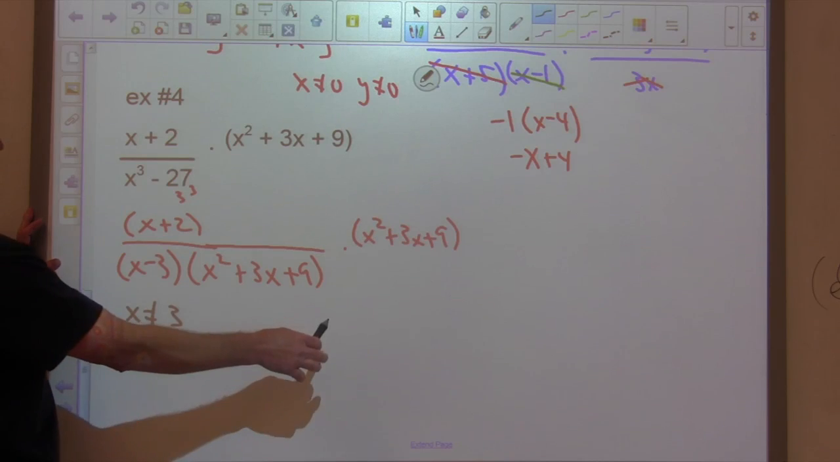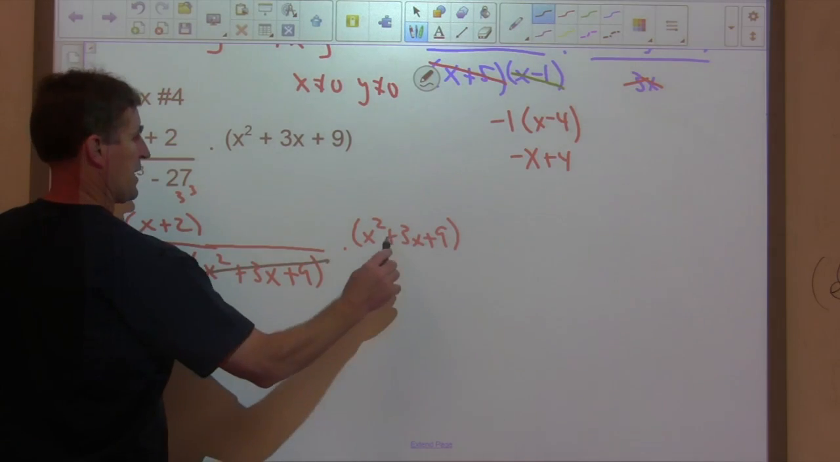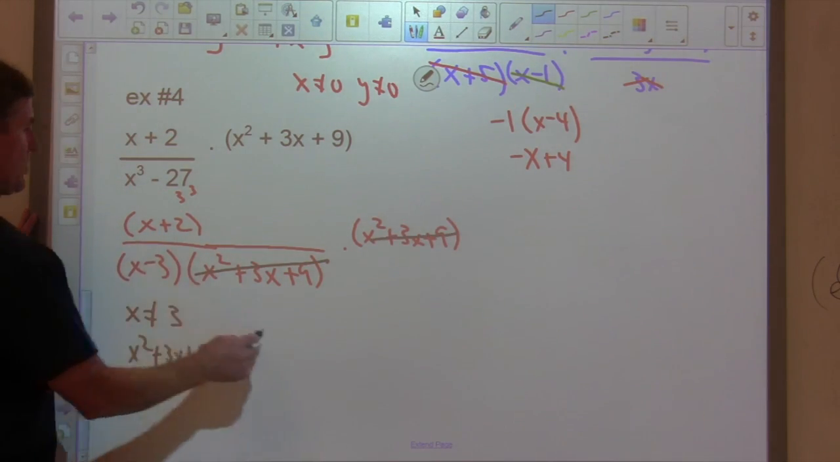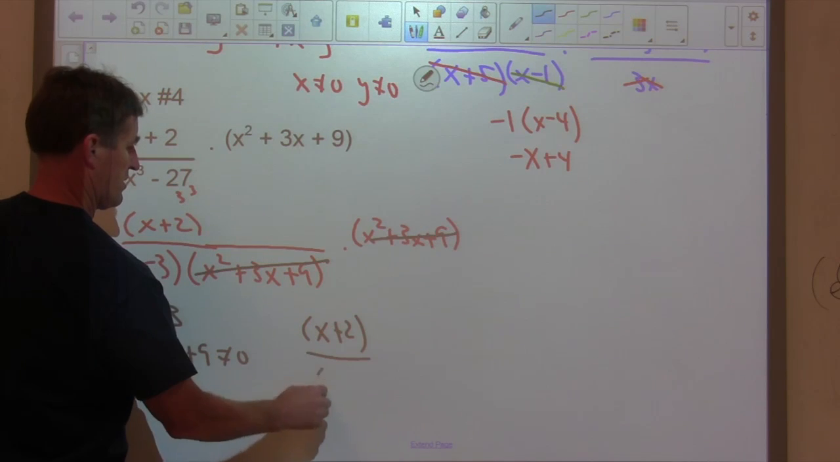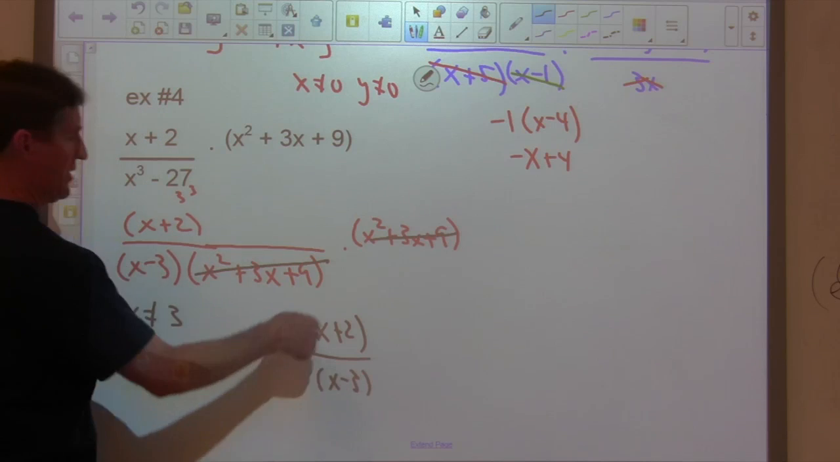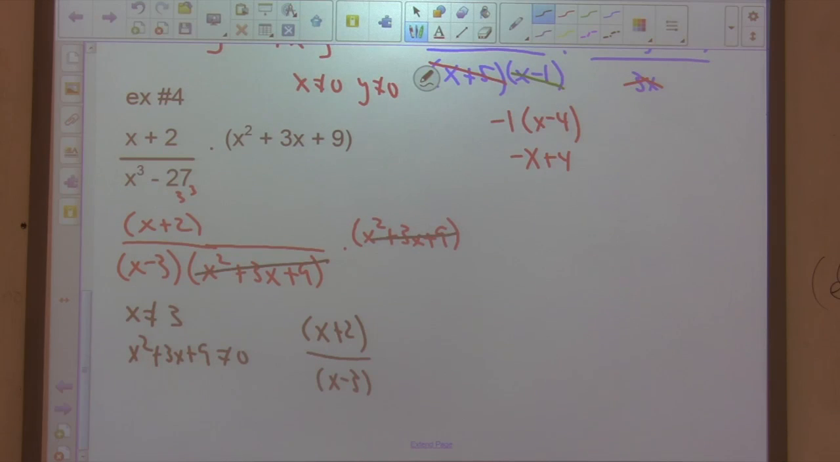All right, and now we cancel like factors. The x squared plus 3x plus 9 cancels. And so I'm left with x plus 2 over x minus 3. You don't have to have the parentheses, but you can. Up to you.